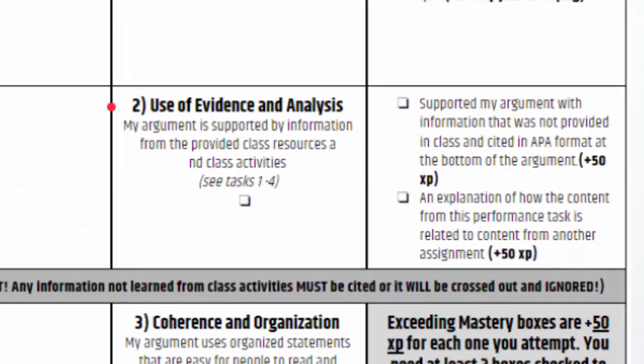Number 2 is use of evidence and analysis. Your argument needs to be supported by information from the provided class resources and class activities. So that means if you are completely ignoring in your arguments anything we did in class, you're going to get a 0 or 1. Okay, you need to be using evidence from class. This does not mean you can't use stuff from outside the class, but this is an important part of your grade. And just saying what we did is not enough.